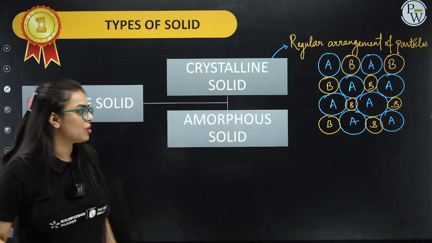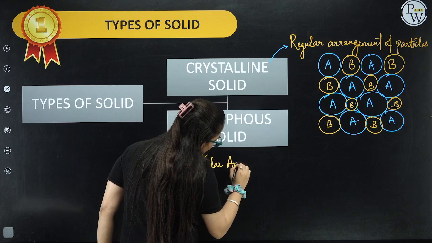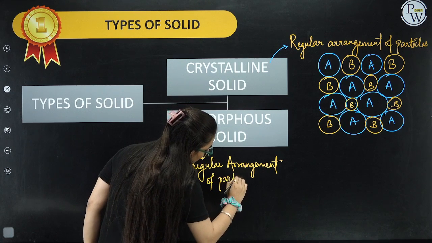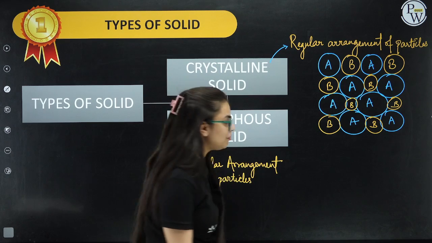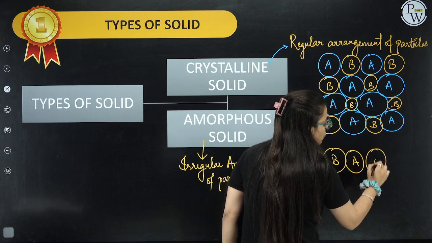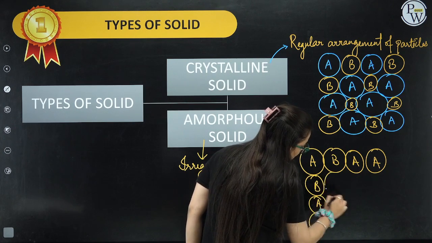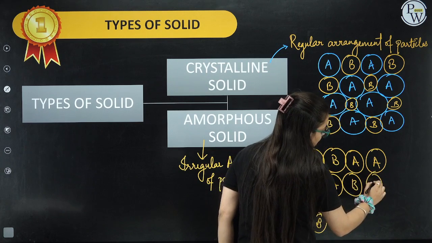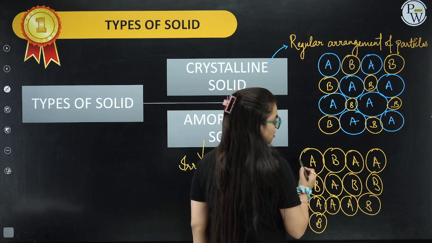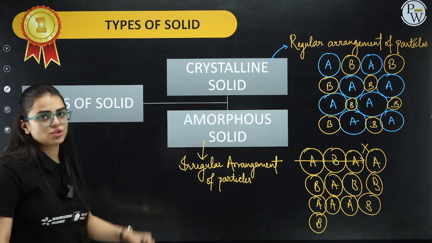But what happens in the case of amorphous solid? There is an irregular arrangement of particles. How irregular, ma'am? For example, this is your A, then B, then your A. Now B should come, but B won't come. A will come. Let us see over here. A, B, A, B. Here A, here B. Now A should come, but A is not coming. It's B again. Here B should come, but A is coming. So what you are observing is that when you are moving at a distance, the arrangement breaks. There is an irregular arrangement of particles. That is what is amorphous solid.